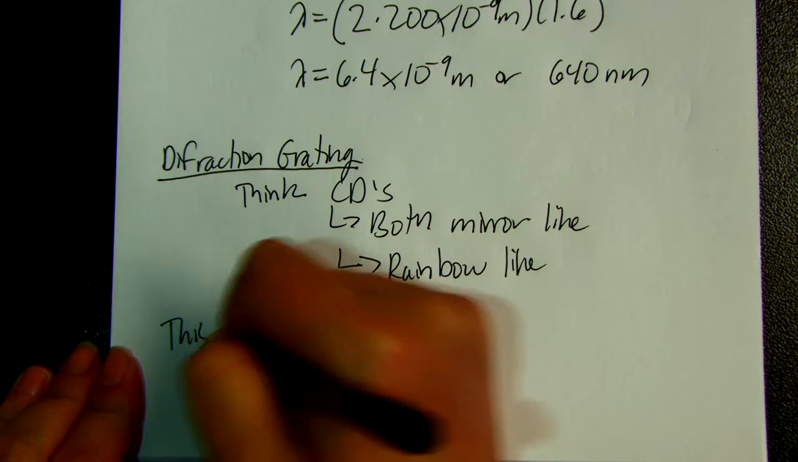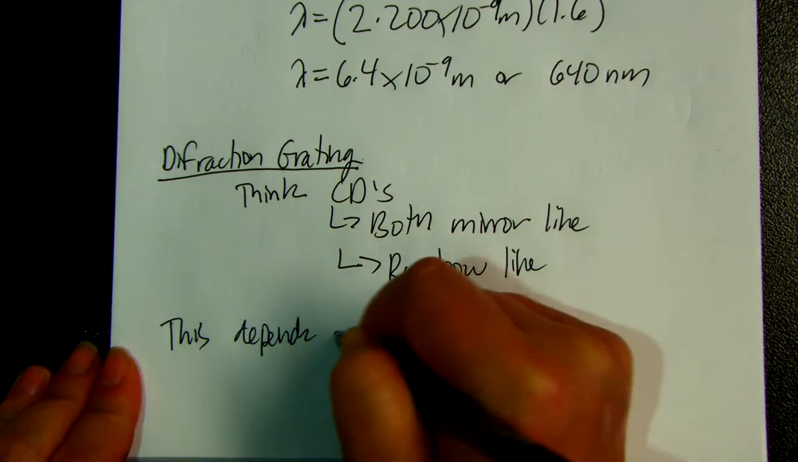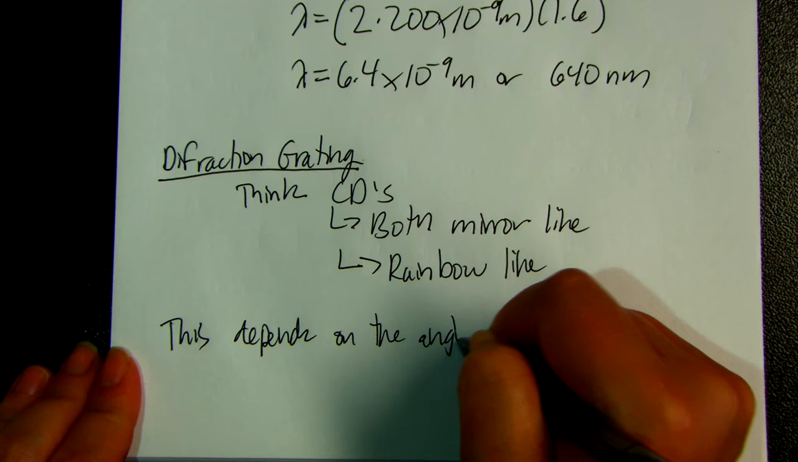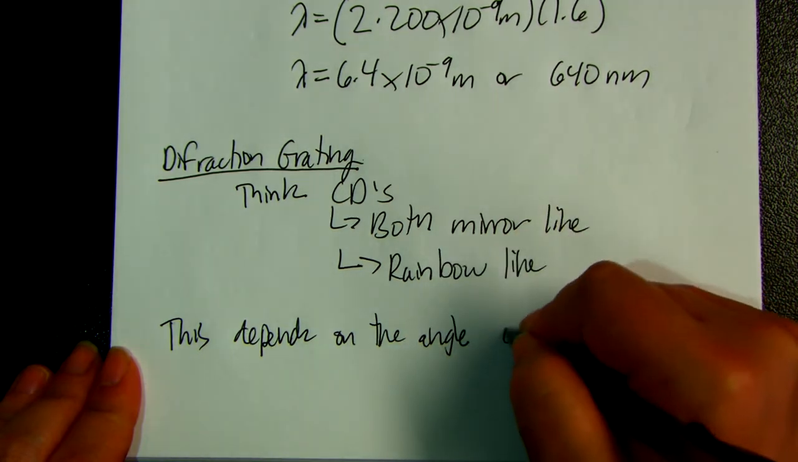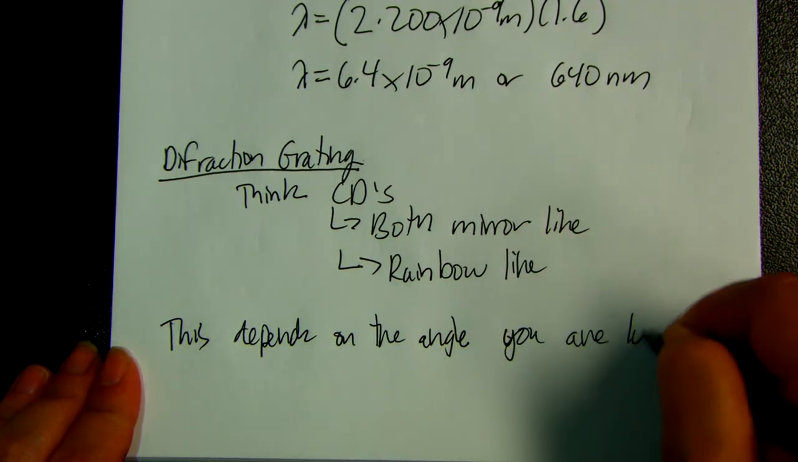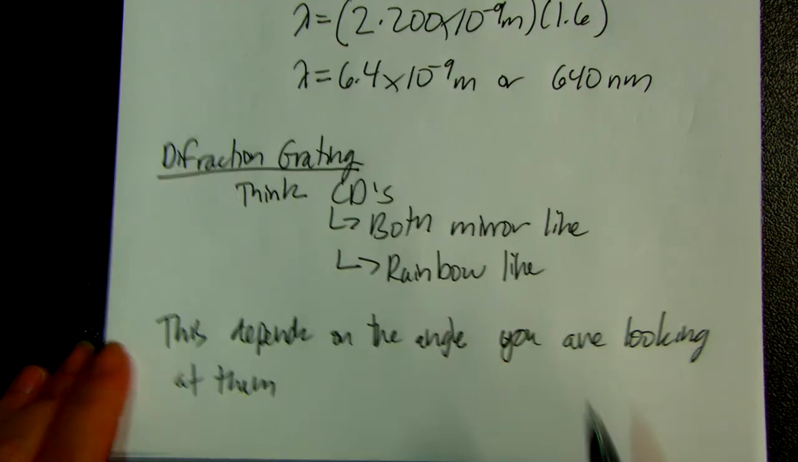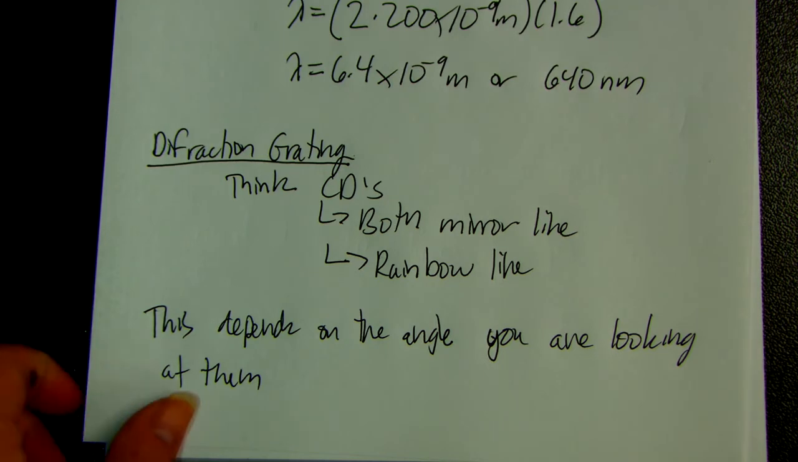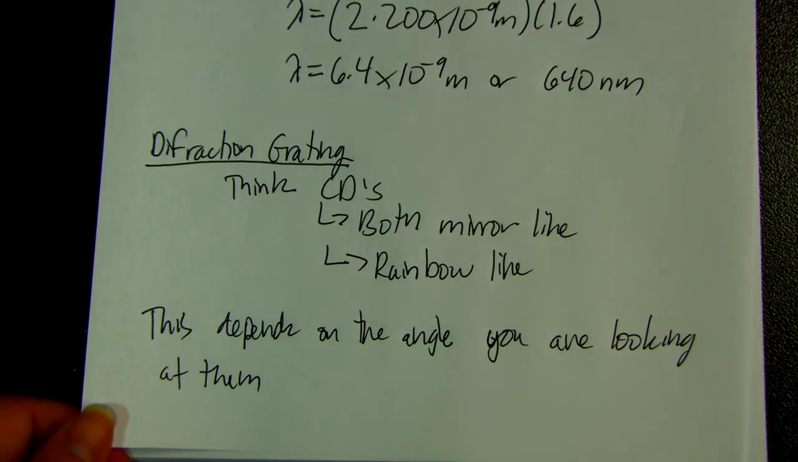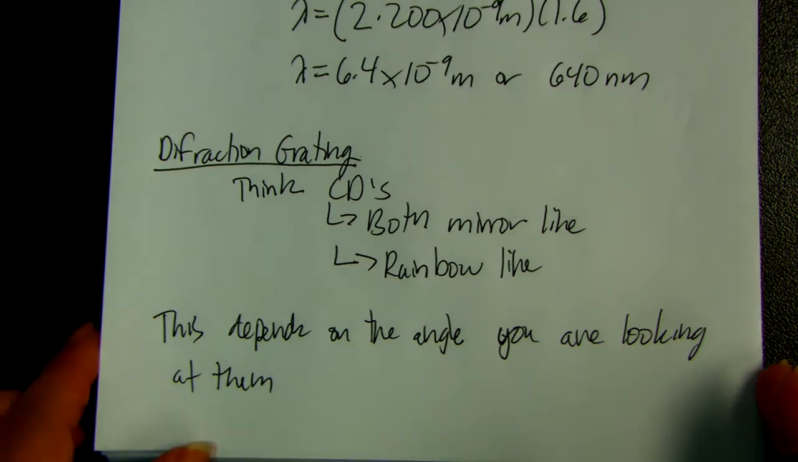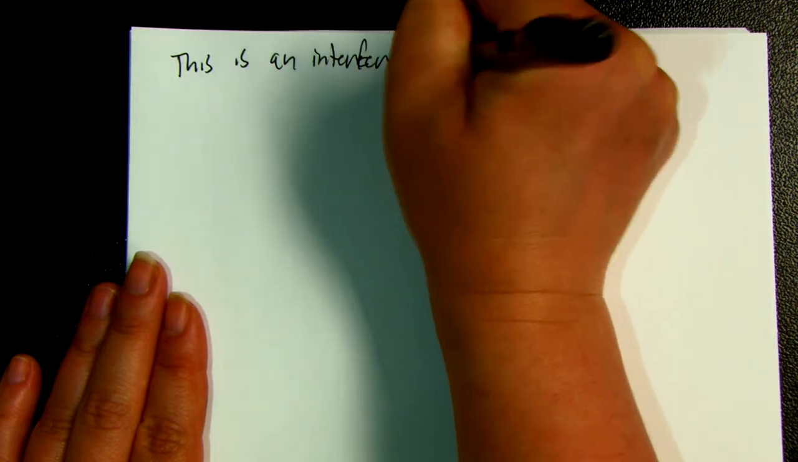So this depends on the angle you're looking at them. One angle, you see your beautiful smiling face. The other angle, you see a beautiful rainbow. I mean, it's kind of a win-win when you look at a CD. And this is all related to an interference effect.